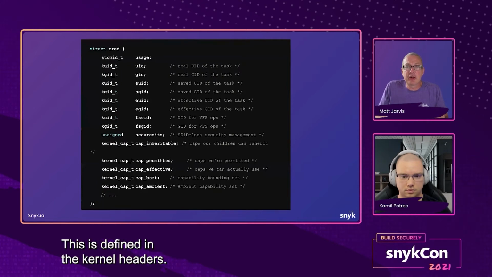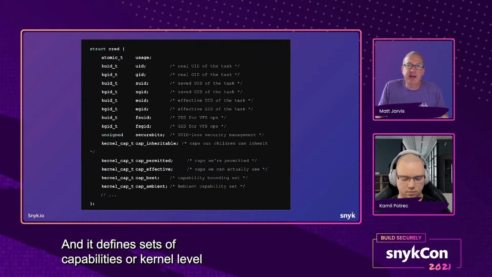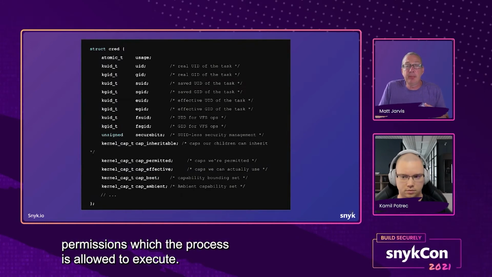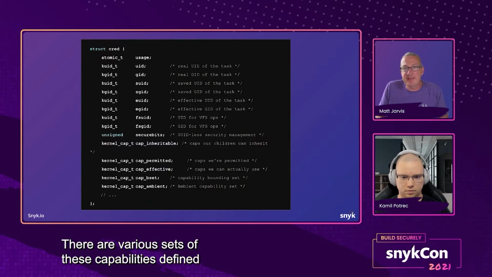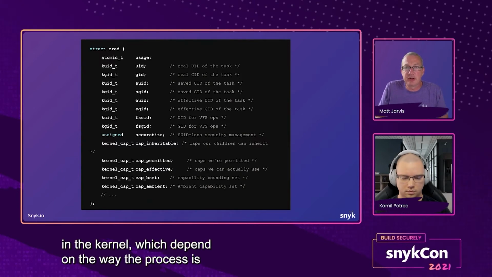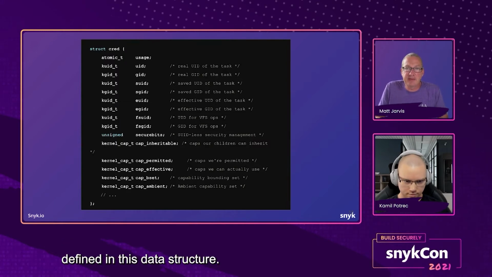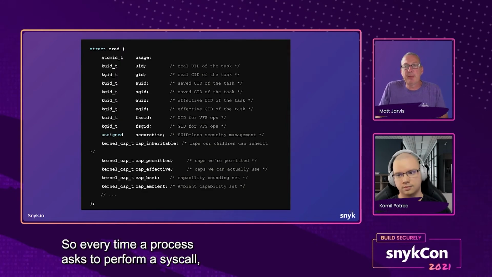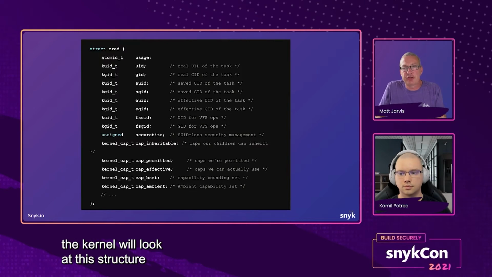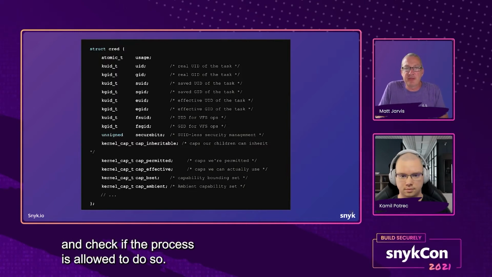This is defined in the kernel headers, and it defines sets of capabilities, or kernel-level permissions, which the process is allowed to execute. There are various sets of these capabilities defined in the kernel, which depend on the way the process is launched, but fundamentally they're all defined in this data structure. So every time a process asks to perform a syscall, the kernel will look up this structure and check if the process is allowed to do so.